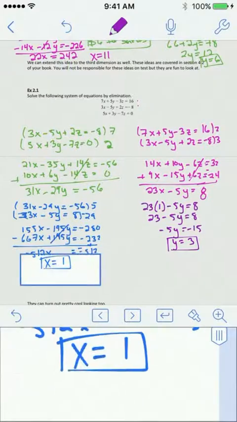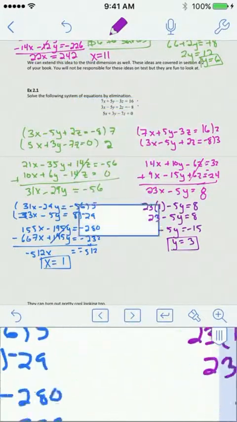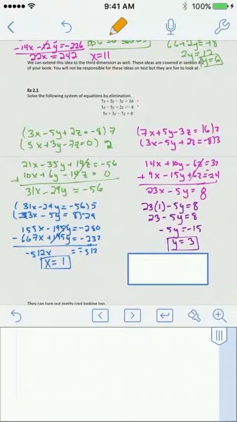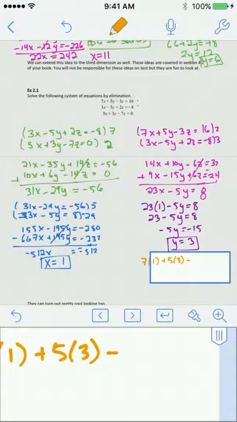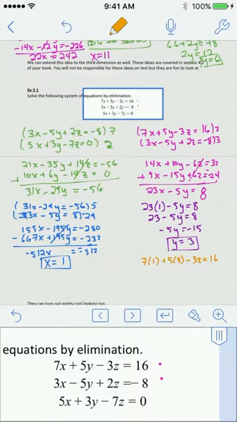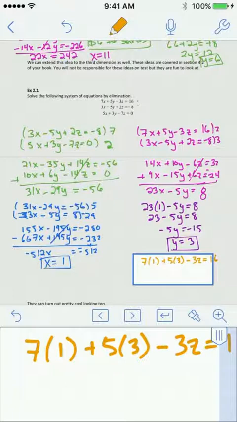Now I'm going to take both of these guys and go back to my original equations way up when, and I'm going to solve for that z, the first one I eliminated. So let's do this one in orange. I've got 7 times 1 plus 5 times 3 minus 3z is equal to 16. I am using that first equation to solve for z. So I've plugged in what I know. I know x is 1 and y is 3. Now I can solve that out.